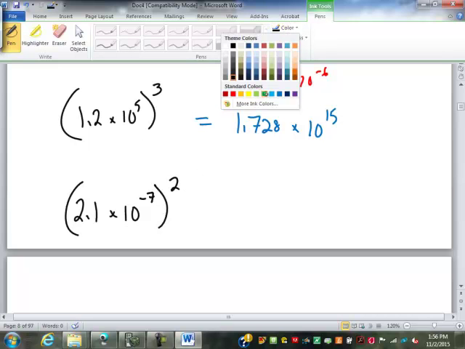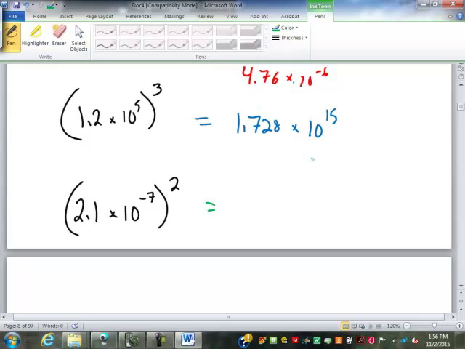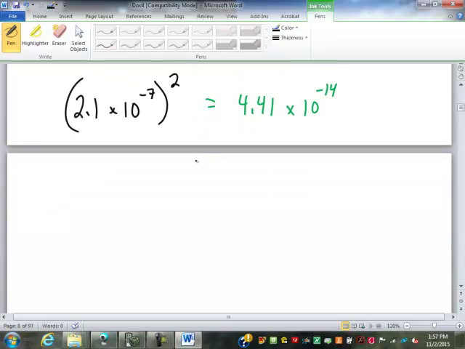So this one, 2.1 times 10 to the negative 7th, squared. What's 2.1 squared? 4.41. 10 to the negative 7th squared? Negative 14. Wait, I thought a negative times a negative was positive. That's negative 7 times 2, though. When you're taking a power of a power, it's like saying negative 7 plus negative 7, if you think of it that way.